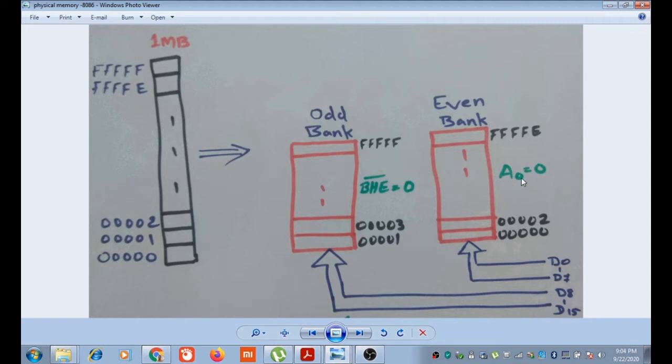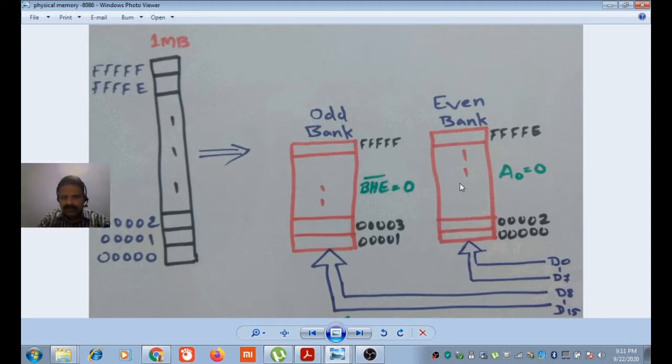A0 is used for bank selection. When A0 is 0, this bank will be activated. So the remaining 19 bits are used to address the memory locations in each bank. Even bank means, see the 20 bit addresses, the even addresses come in this bank and odd addresses come in this bank. When BHE bar equal to 0, then only this odd bank will be activated.